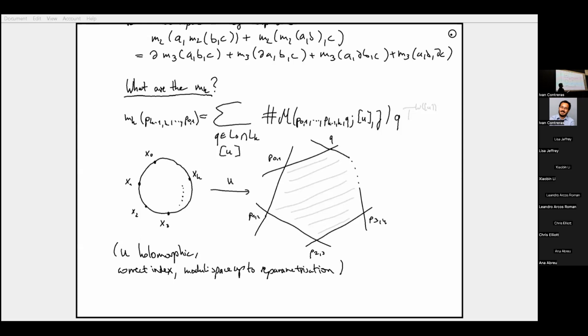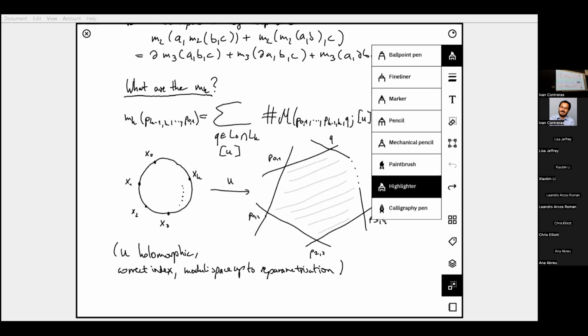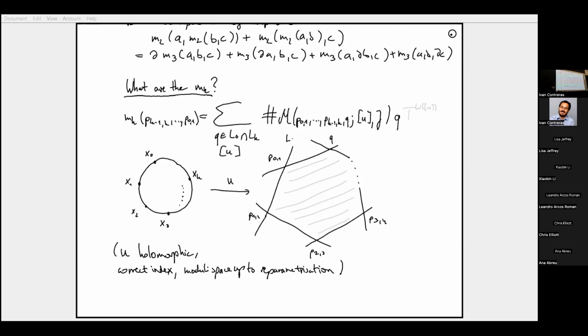Here we count holomorphic maps from the disk into the manifold, such that the boundary of the disk lands inside the collection of Lagrangians that we're looking at. So these lines are meant to be the Lagrangians. I should have made a note there. So this is L0, this is L1, L2, and so forth.